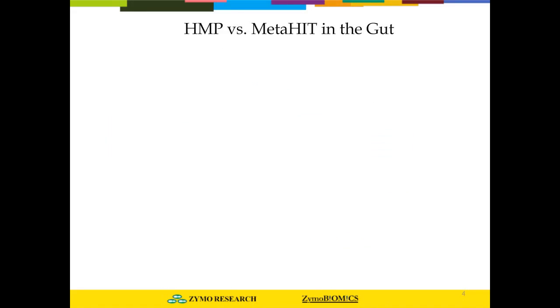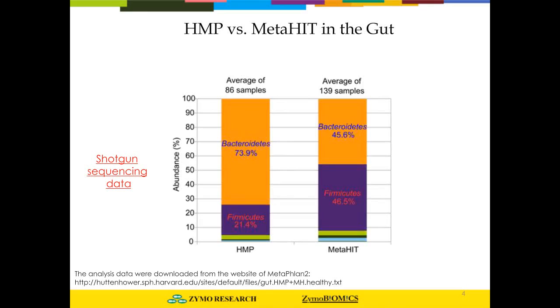The next example is even more striking. The Human Microbiome Project and the project of Metagenomics of the Human Intestinal Tract, MetaHIT, are the two well-known microbiome sequencing projects ever conducted. However, their interpretation of human gut microbiota is quite different. This figure illustrates the average human gut microbial profiles measured by the two projects. The data is derived from shotgun metagenomic sequencing. This figure is summarized from some analysis data downloaded from the website of MetaPhlAn 2, a program from Dr. Curtis Huttenhower's lab. And as you can see, the abundance of Bacteroides and Firmicutes is dramatically different between these two profiles.